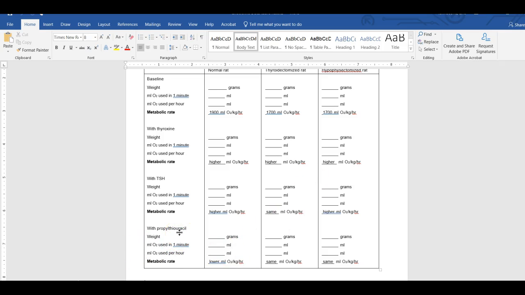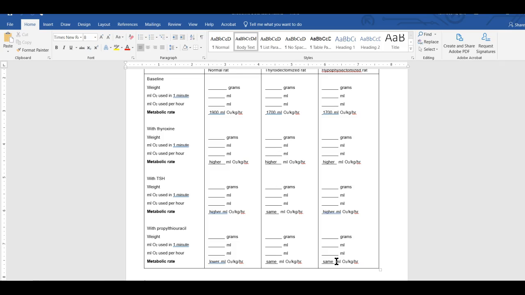Then propylthiouracil, hopefully you recall, blocks thyroid hormone production. So if you inject a normal rat with PTU, its metabolic rate should go down compared to its baseline because you're blocking the production of thyroid hormone. Here you have your thyroidectomized rat. There should be no difference here because this rat is already without thyroid hormone. You can't get any lower. And then the same thing here.